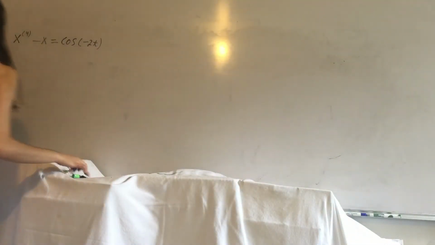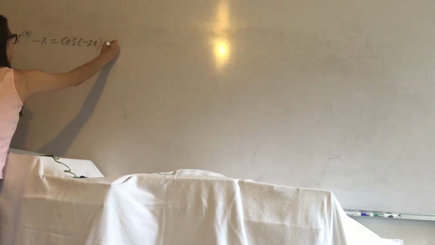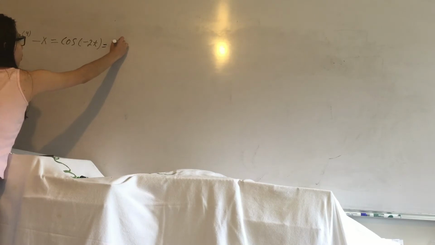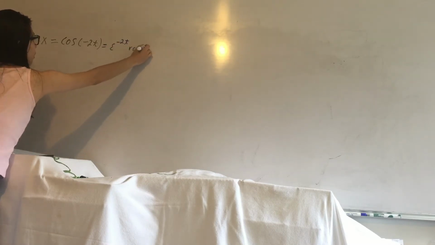Let's now solve this higher order non-homogeneous differential equation. Here we have the fourth derivative of x minus x equals cosine of minus 2t. First, let's write this in an exponential form. This is the same as e to the minus 2t, the real part of this.